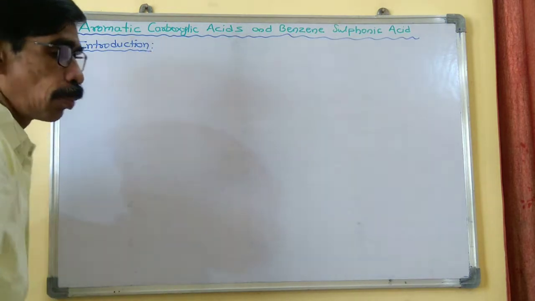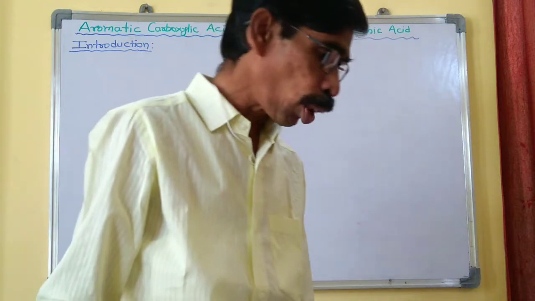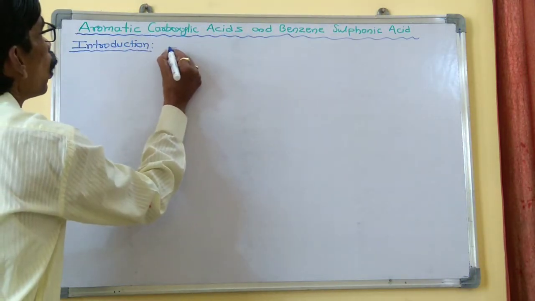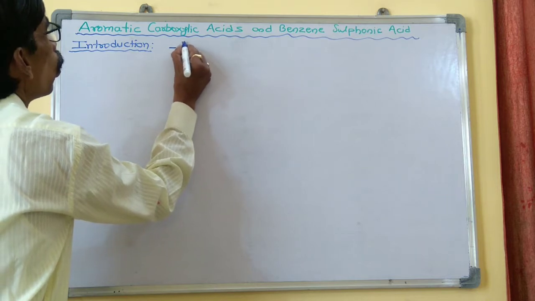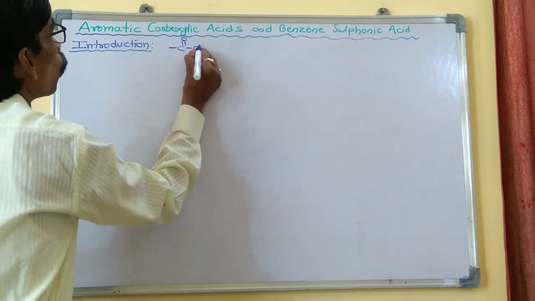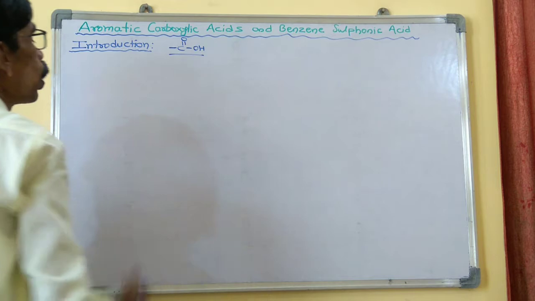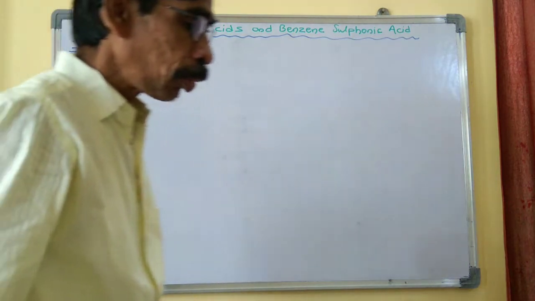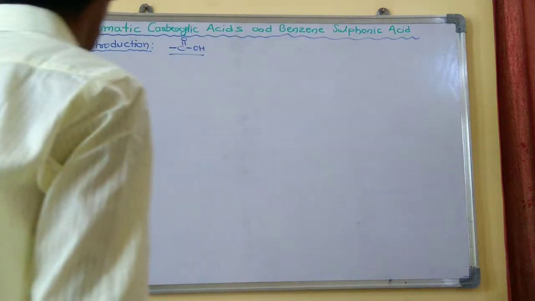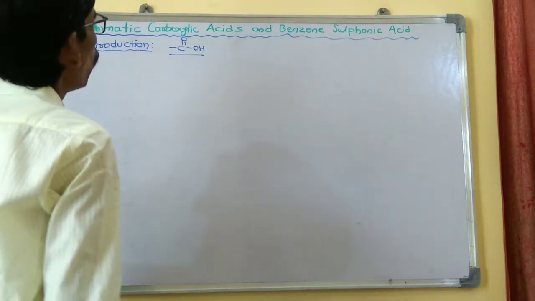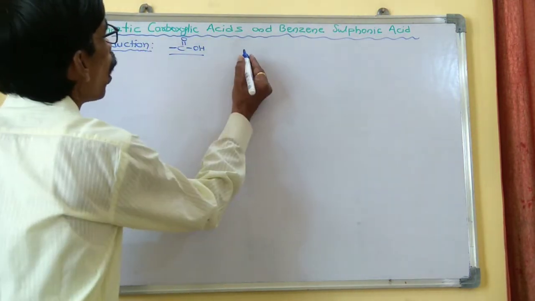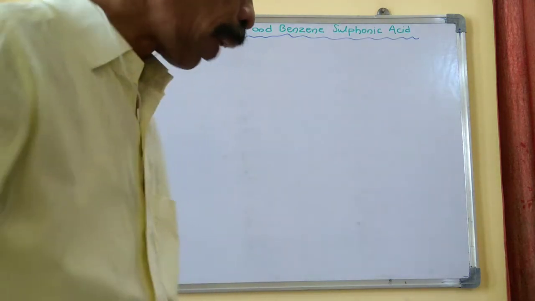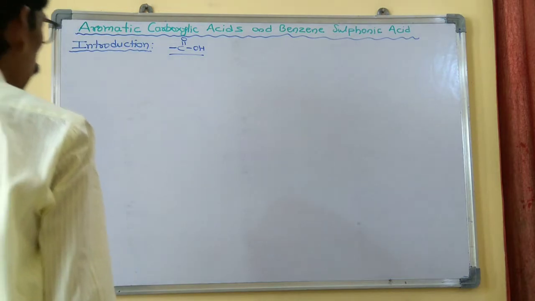Aromatic acids are the compounds containing one or more carboxyl groups. That is, they contain this COOH group, and this carboxyl group is directly linked to the aromatic nucleus. When the carboxyl group is directly linked to the aromatic nucleus, they are called the aromatic carboxylic acids.